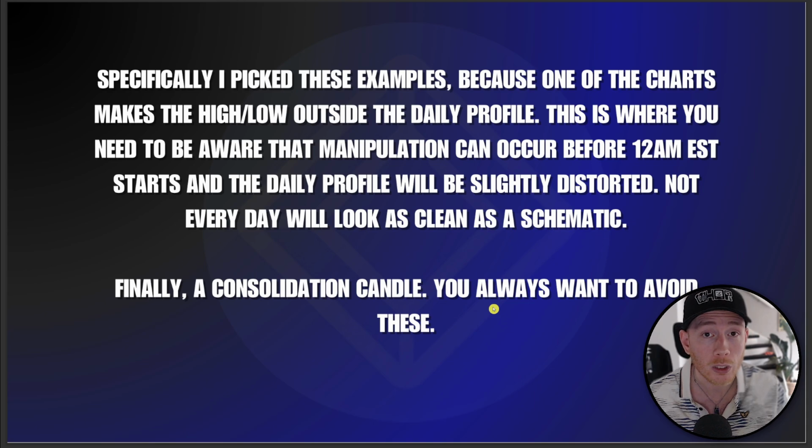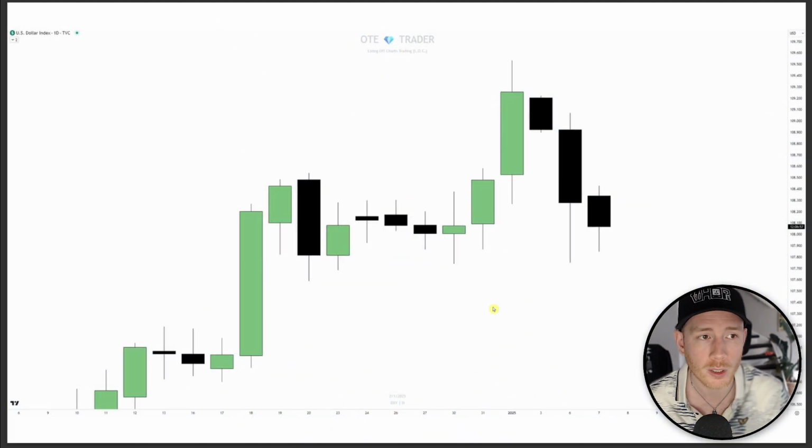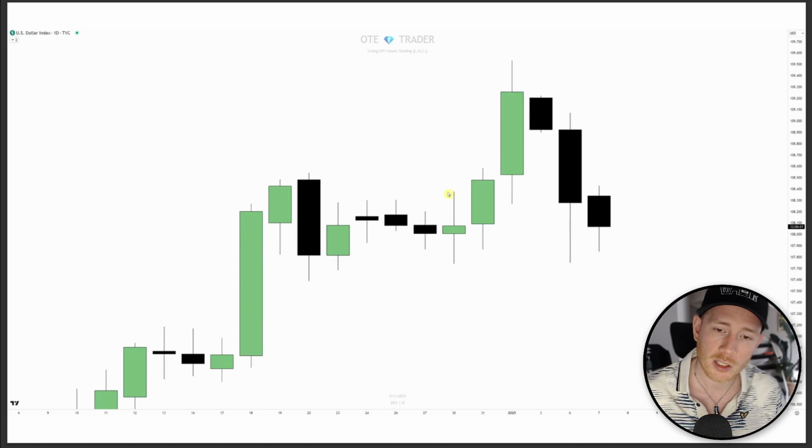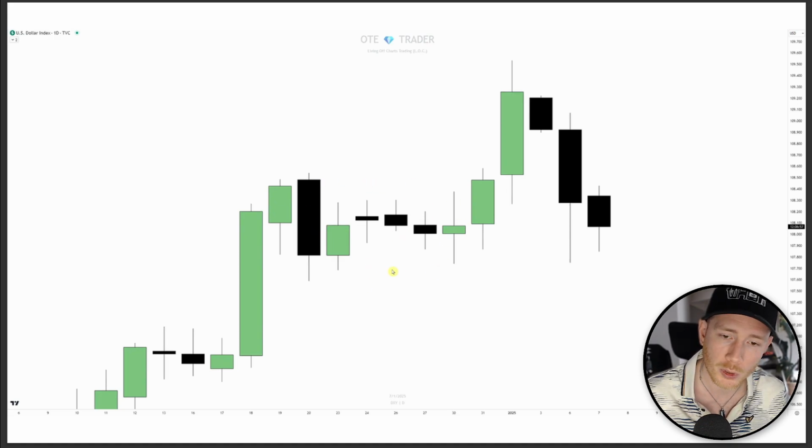And finally, we're going to be talking about a consolidation candle. And this is one you always want to avoid. So over here, we got the dollar chart again. We're still in a bullish market profile, but you can actually see, and I want to take your focus over here, that this area is consolidating.